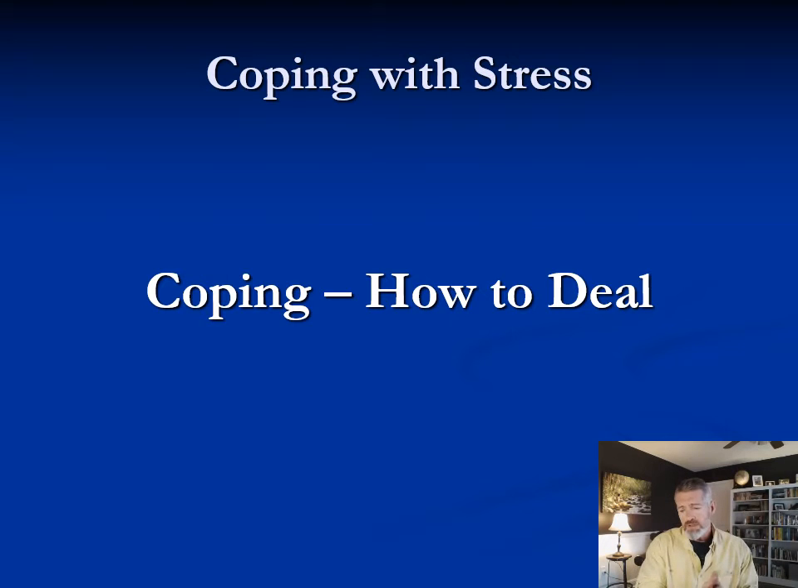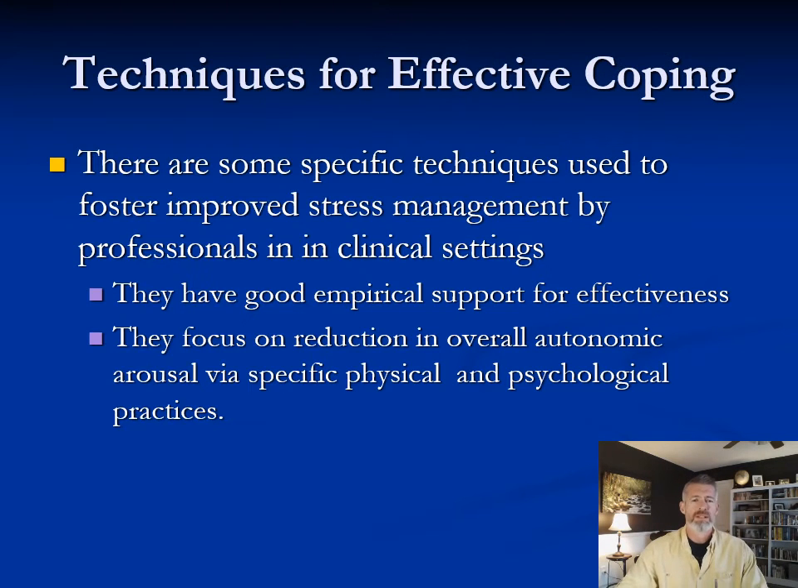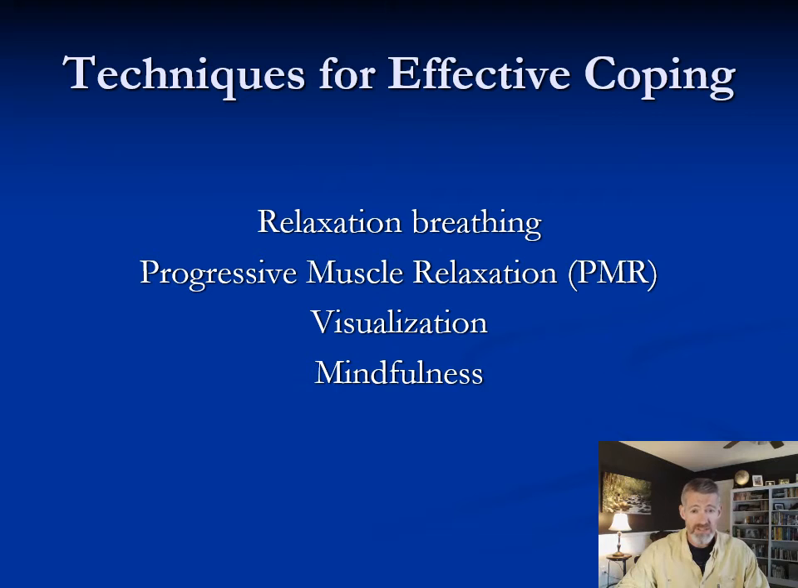So let's talk a little bit about kind of in more practical terms. How do we actually cope? What do we actually do? There are some concrete, objective things that we know work. We have good empirical research data to indicate that they work. And essentially they work by focusing on reducing that sympathetic nervous system response. And we do it by essentially countering it with various physical and psychological practices. We're going to talk real quick about relaxation, breathing, progressive muscle relaxation, visualization, and mindfulness.